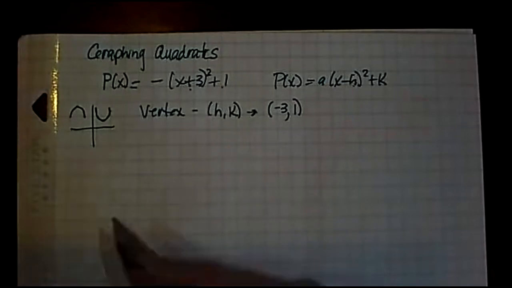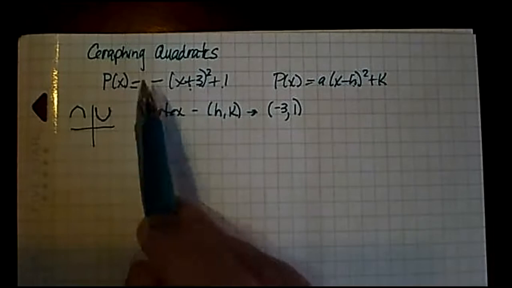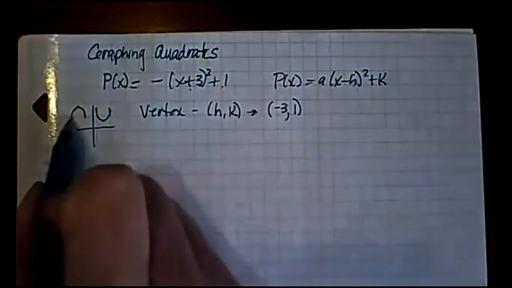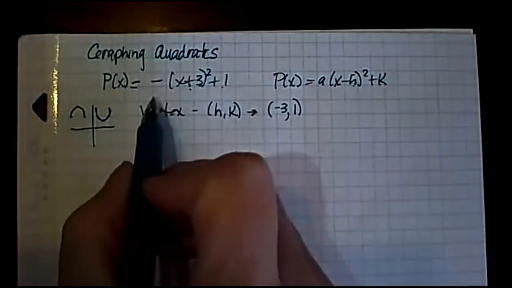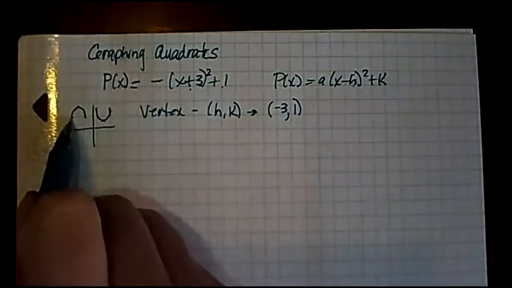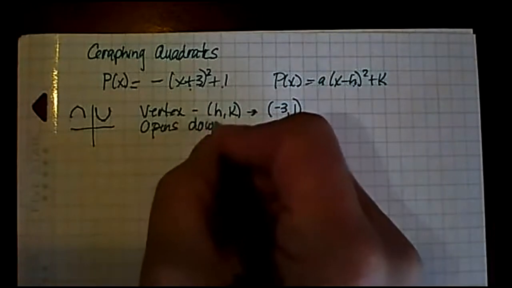Okay, so tell me, do you think this parabola is going to open up or down? Well, if this is negative, that means we have a reflection over the x-axis. This right here means it's going to open down. So it's going to look like this. If it's a positive number right here, then it opens up. So since it's negative, it opens down. So we're going to say opens down.